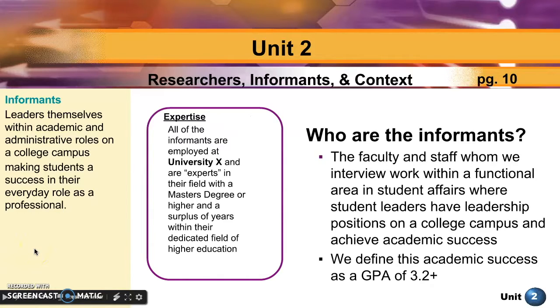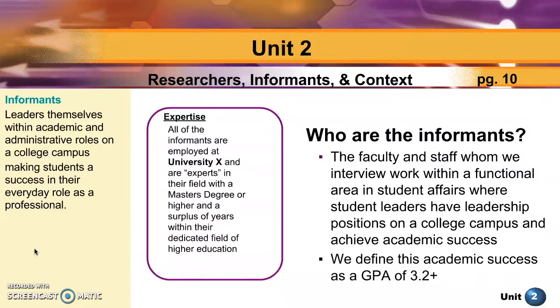So who were the informants? The informants were faculty and staff whom we interviewed that work within different areas of higher education and student affairs. One thing that we focused on with this in our academic success was having a GPA of 3.2 and higher. All of the informants are employed at University X, but they are experts in their actual field with a master's degree or higher, and they all have various years of experience in higher education.